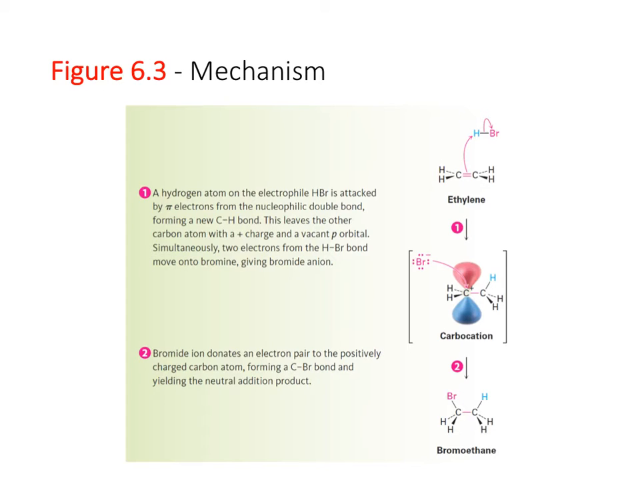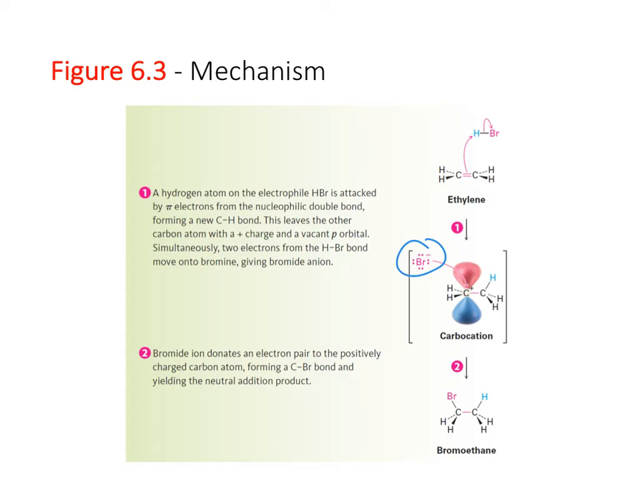So now that's going to form what's called a carbocation, which is just a carbon with a positive charge on it. And that's going to be electron deficient. And then the bromide that was released in the first step is going to attack the carbocation in the second step. So this is a 2-step mechanism.